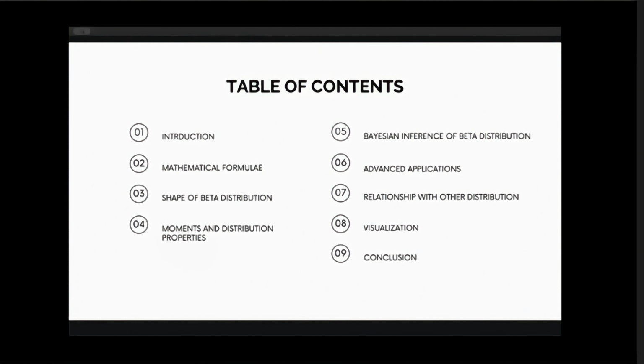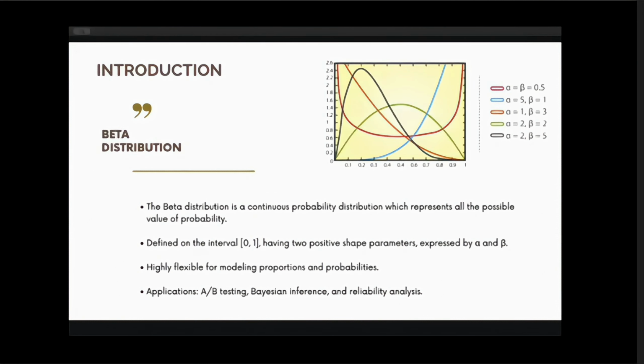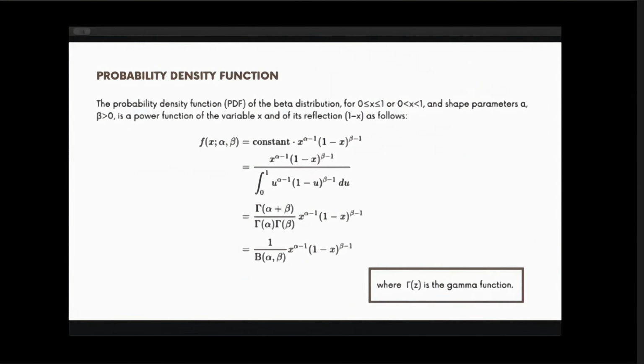Let's get started by understanding the basics. The beta distribution is a continuous probability distribution that is defined over the interval 0 to 1. This means it is especially useful when we need to model probabilities that fall within a specific range, such as the likelihood of success or failure in an experiment. This distribution is shaped by two parameters, alpha and beta, which we will delve into shortly.